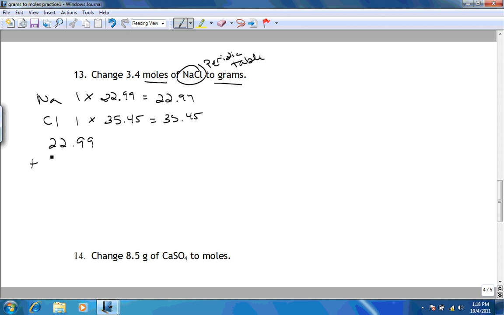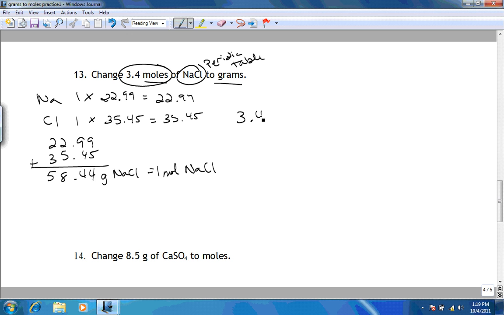We're going to add those together to calculate the total molar mass of this compound. That's going to be our conversion factor. Now that we have our conversion factor in place, we can actually do the conversion itself. So we're going to take the number we're trying to convert and we're going to put that over 1.